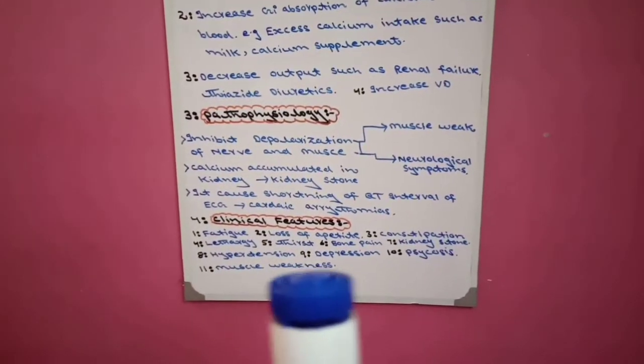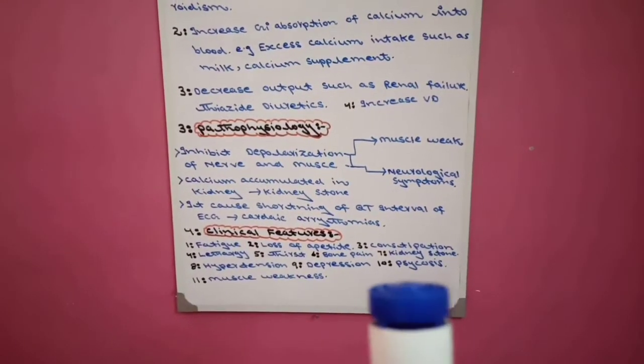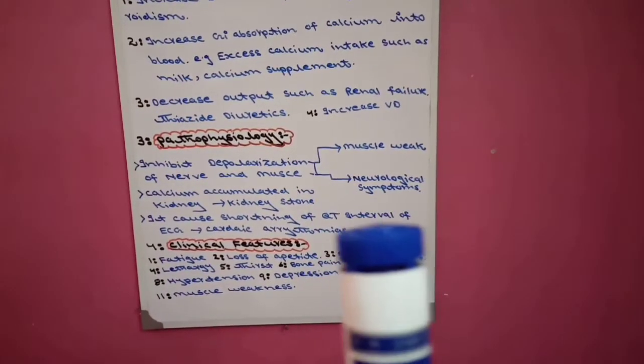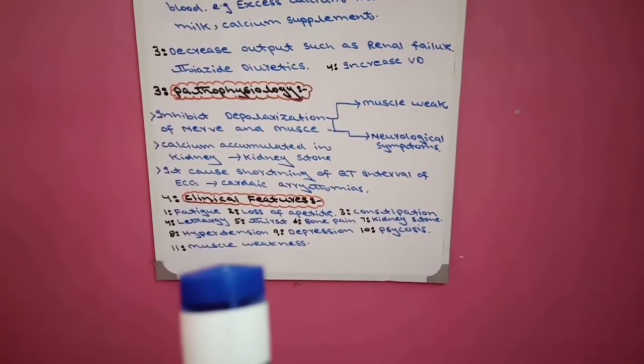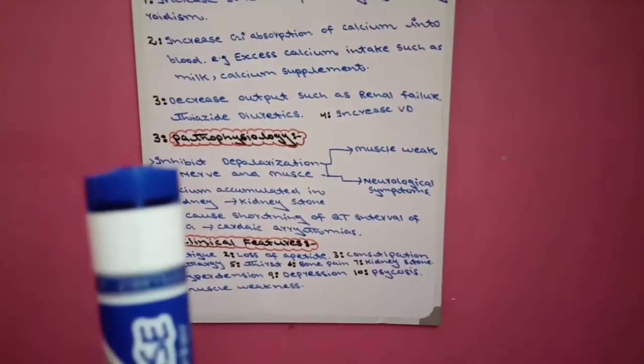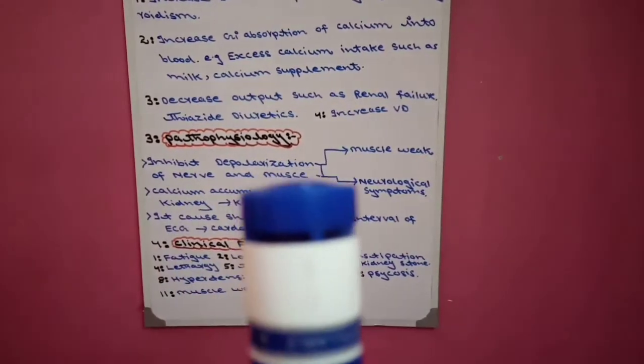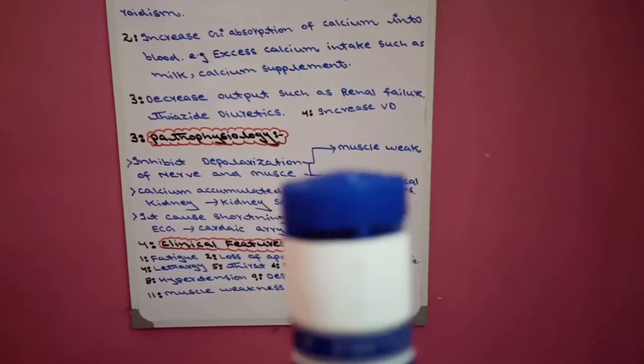Number 9, depression. Number 10, psychosis. Why depression and psychosis? Due to neurological symptoms, because hypercalcemia inhibits the depolarization of nerve. And 11th clinical feature is muscle weakness. Why muscle weakness? Due to inhibited depolarization of muscle. In result, there will be muscle weakness.